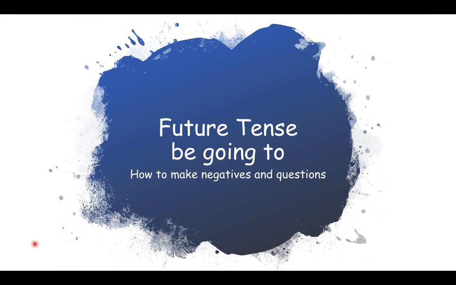Okay, students, so today we are still going to talk about future tense, and we're going to talk about "be going to," which sounds weird, but it's just another way to say "I am going to go to the store" or "I am going to buy a new car." We learned how to make that yesterday, and today we're going to talk about how to make them negatives or questions.